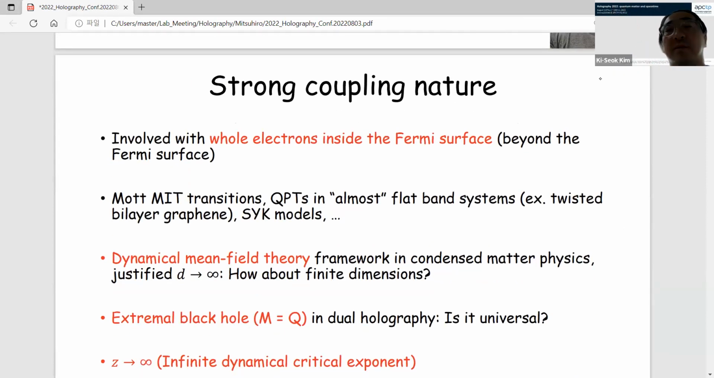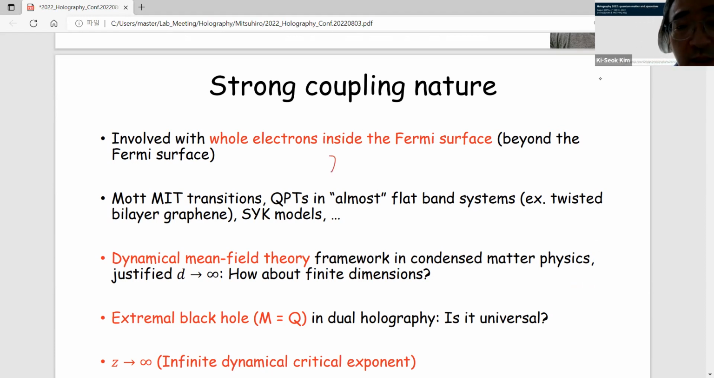As discussed in the previous talk, Sang-Bin Sin's talk, let me first point out the strong coupling nature. As far as I understand, a characteristic feature of the strong coupling nature is that the physics involves whole electrons inside the Fermi surface.